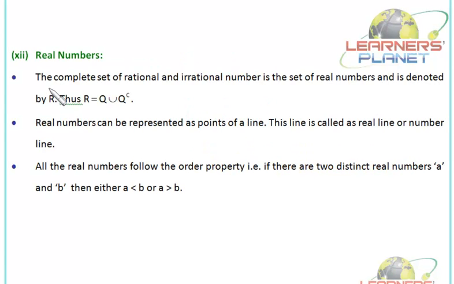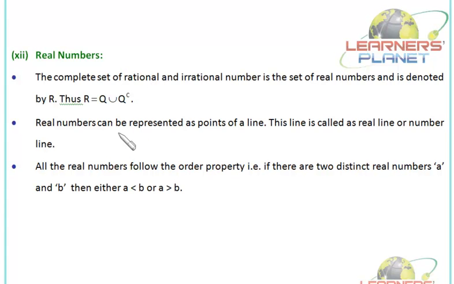So here we see real numbers. The complete set of rational and irrational numbers is the set of real numbers, and it is denoted by R. That means R is a combination of rational and irrational numbers. And we have already discussed natural numbers, whole numbers and integers, and these three are actually subsets of rational numbers. So these three are already part of rational numbers, so all of these are also considered part of the set of real numbers.